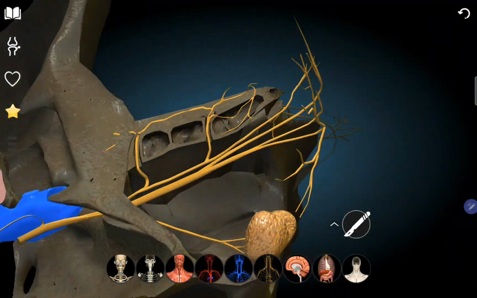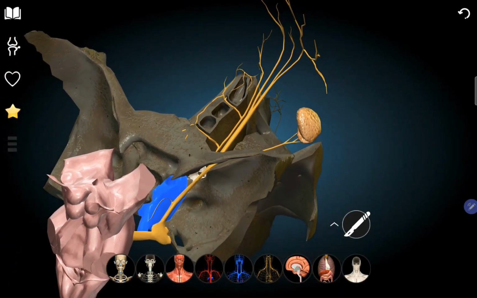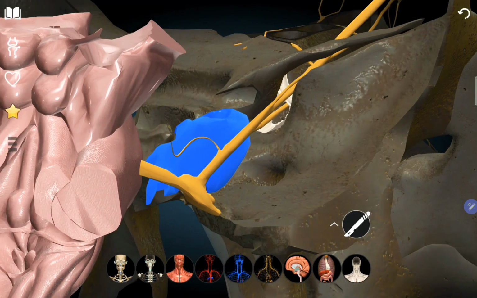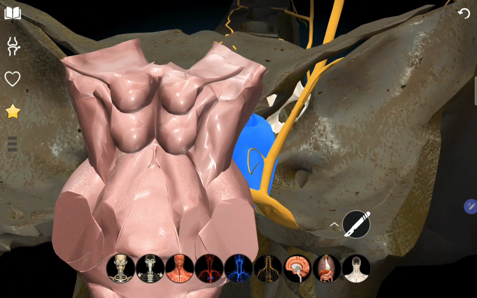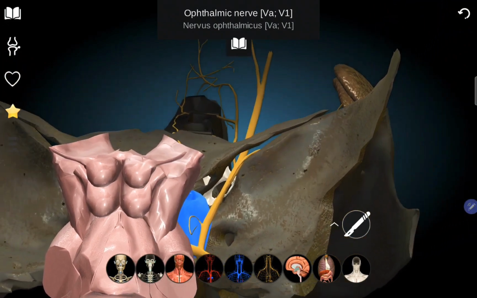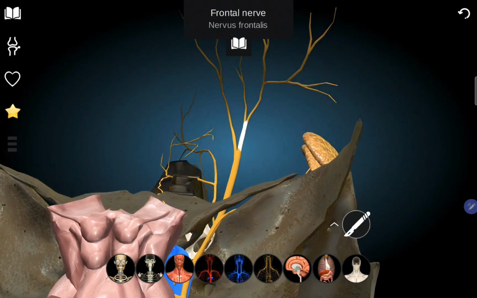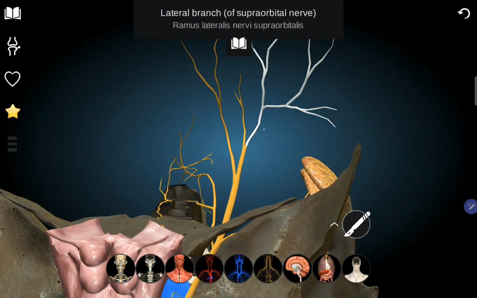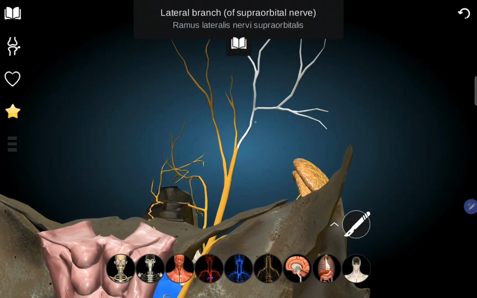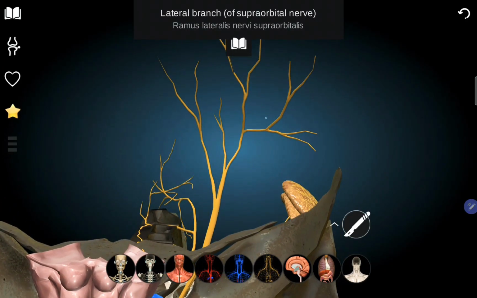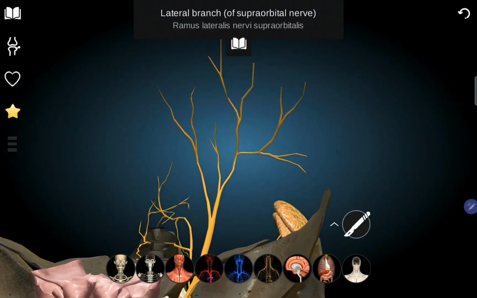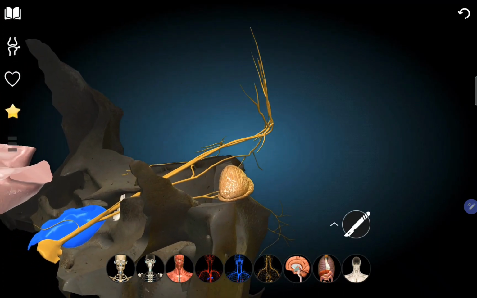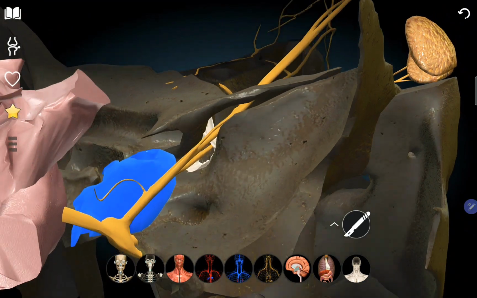Now we have the second division. This was the most medial. So the most medial is the nasociliary, which is present towards the midline. Then we have the second branch of the ophthalmic division of the trigeminal nerve, which is the frontal branch. You can appreciate this is the middle one, the frontal nerve, and it gives branches to the supratrochlear as well as the lateral branch, which gives off the supraorbital nerve. So we have the supraorbital branches, which is again a terminal branch of the frontal nerve of the ophthalmic division of the trigeminal nerve.